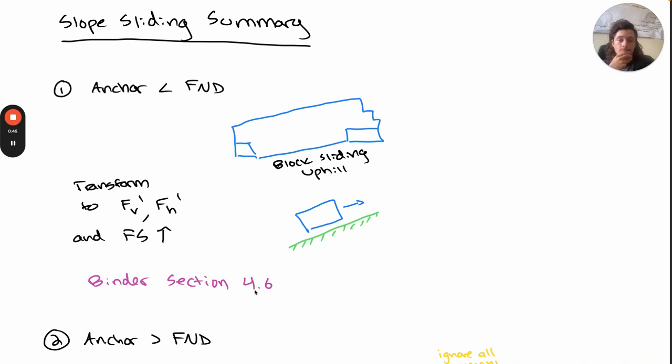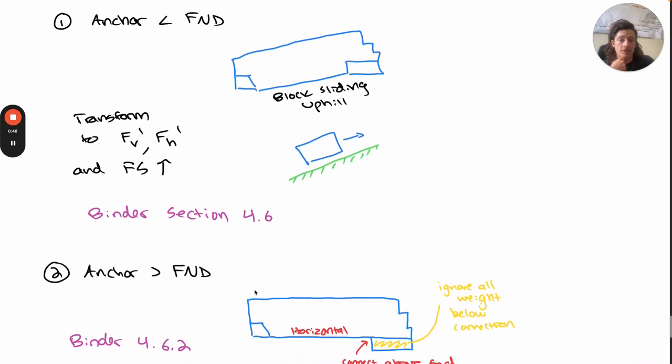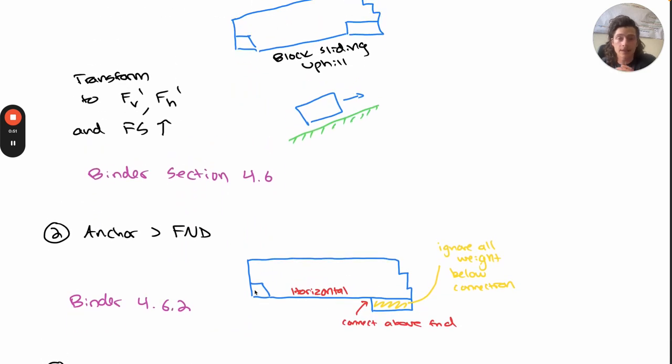Now, if your anchor is above your bottom of foundation, but not significantly, such that the bottom of the anchor is still below the top of foundation, shown in the diagram, you can draw a horizontal line to connect your anchor to the foundation. Because only 25 centimeters of the ramp wall is bearing down onto the foundation and there's no positive shear connection between the tiers other than a cold construction joint, we will conservatively ignore all of the foundation weight below the connection point. So I'll point you to figure 4.6.2 of the binder to review this if you want another image.